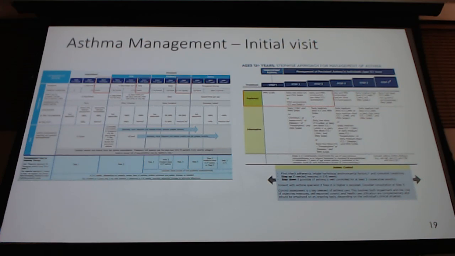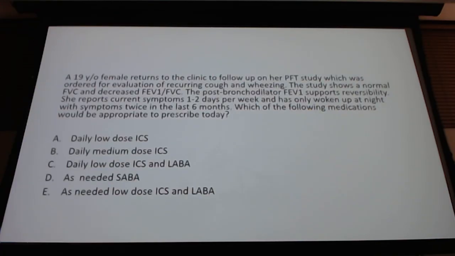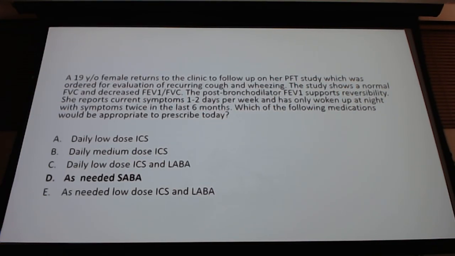So how would you rate the severity of this patient's asthma? Intermittent. So which medication would you pick? PRN SABA. And I totally have this already in there. Damn it, I gotta stop doing that. It's giving me the answer.